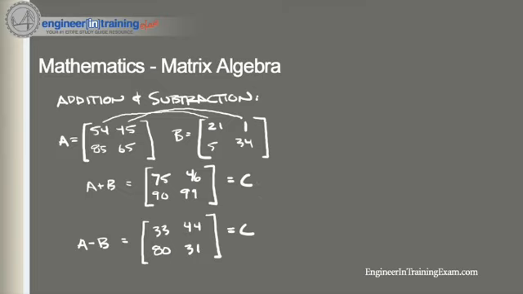The order of the matrices when added is not important. So in other words, if we have A plus B, since order is not important, that is also equal to B plus A.